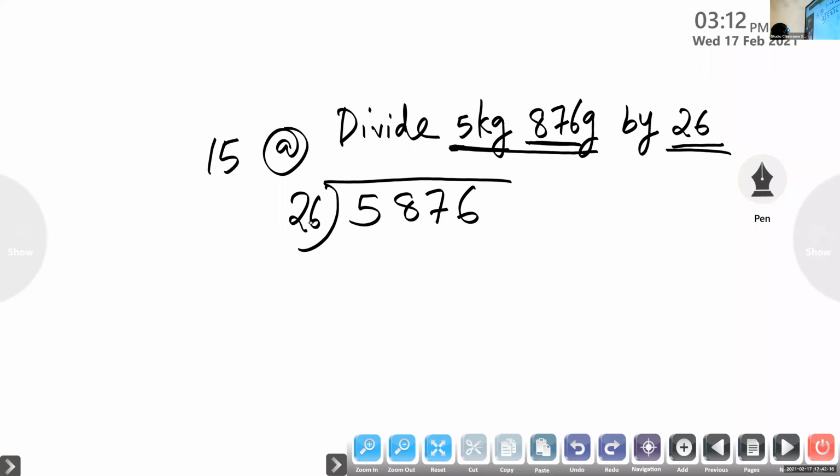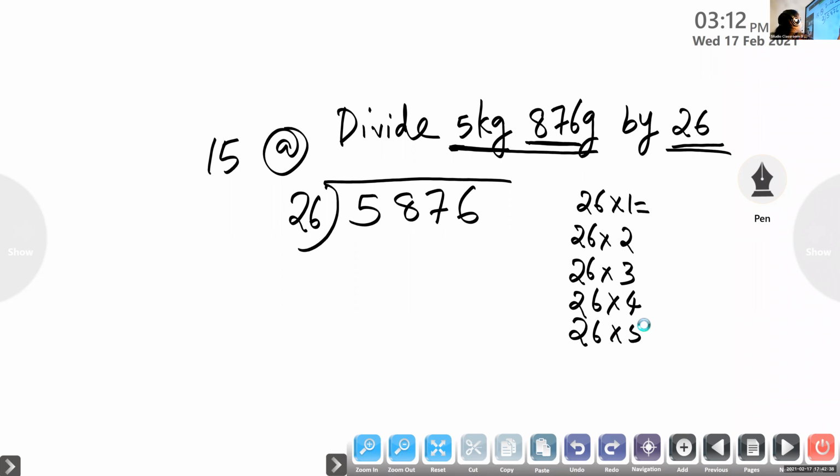26. Okay, so we will do this question in the next class, but I want you to do the table. 26 into 1, 26 into 2. This is homework. 26 into 3, 26 times 4, then we have 26 times 5. How much we have to write? Till 7, 26 into 7.